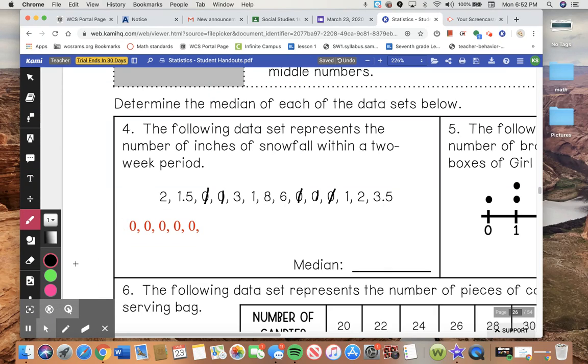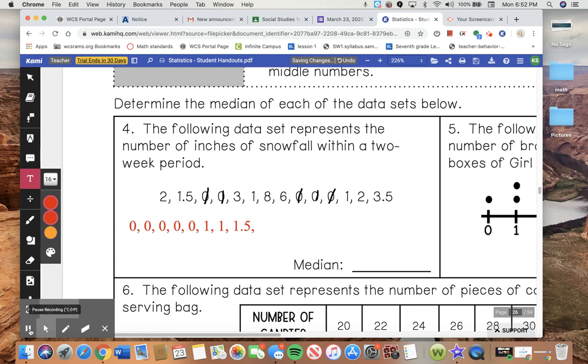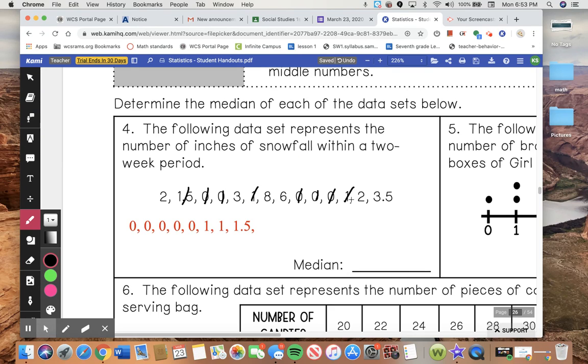All right, so I went ahead and crossed those all out. Now I'm going to go back, and I left off with 0. Now, let's see. I have a 1.5, I have a 1, and I have a 1. So I have 2 ones, and then I saw I had a 1.5. So I went ahead again and crossed those out for you. Now I'm left with 2, 3, 8, 6, 2, and 3.5.